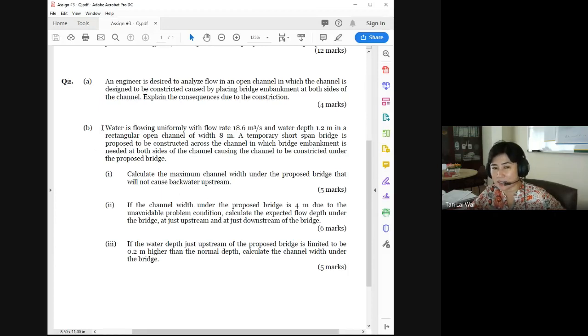Now let's try to solve Q2B. Okay, I'm going to show how we are going to solve Q2B. Now, do you guys have this question with you already?